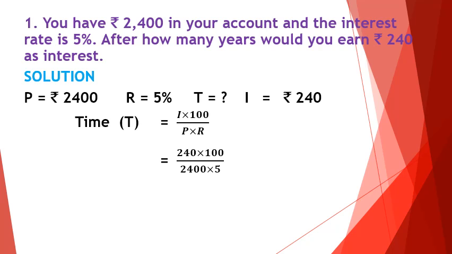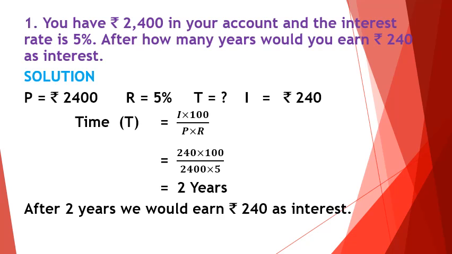5. Cancel 240 and 2,400. It will give the numerator as 1 and denominator 10. Again 10 and 100 can be cancelled. So the numerator becomes 1 into 5, the denominator becomes 1 into 5, and the numerator becomes 10. Again 10 and 5 can be cancelled. So the numerator becomes 2. So the answer is 2 years. After 2 years, we would earn rupees 240 as the interest. Children, here you should show the cancellation in your CW.